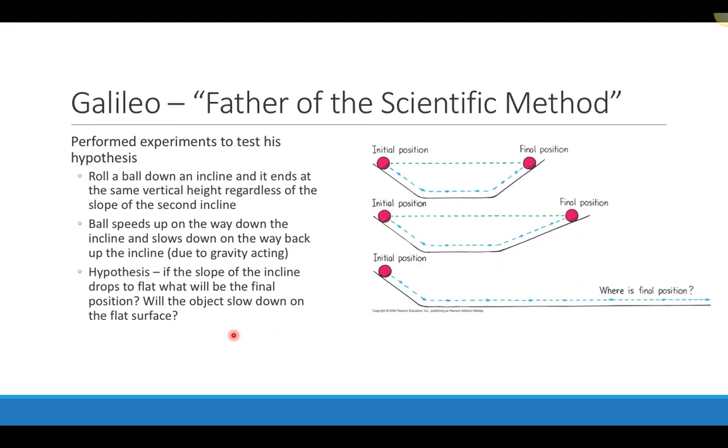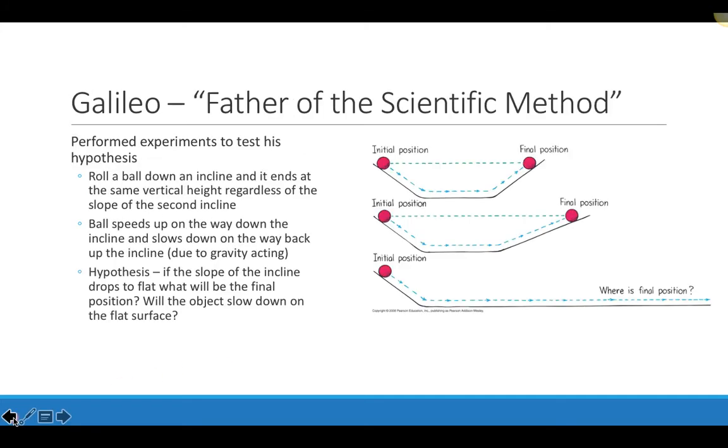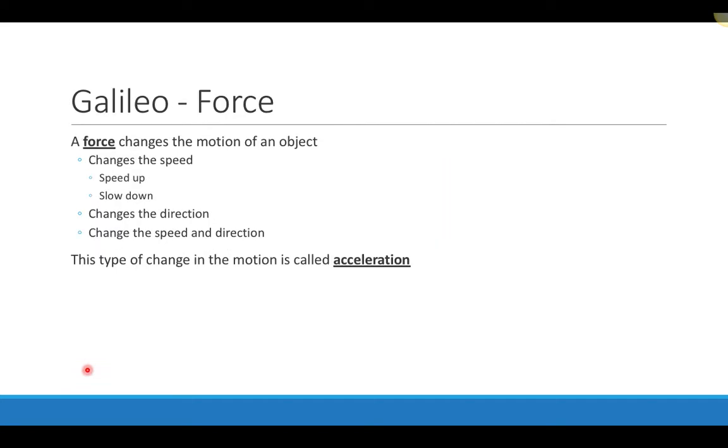So these ideas that he had of performing experiments were some of the first of his time, and it turns out that Galileo was correct. We can conclude from Galileo that a force is required to change the motion of an object; it's not required to maintain the motion. Remember, if I go back over here, this ball would go down the incline, and when it got to the flat surface, it would continue to move at a constant speed in a straight line unless there's some type of force acting on it.